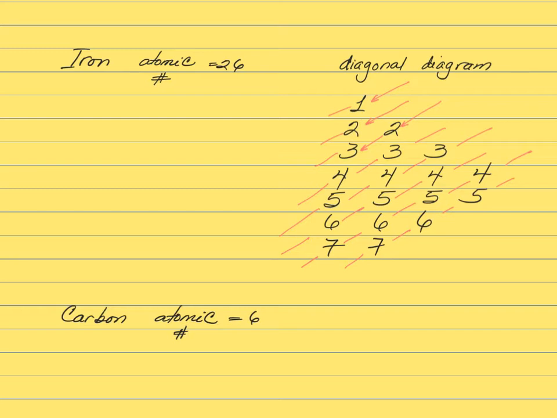I'm going to start with iron. And when you are writing the electron configuration, your first step is just to write the diagonal diagram.